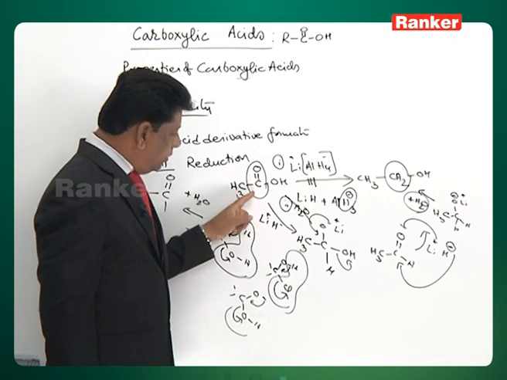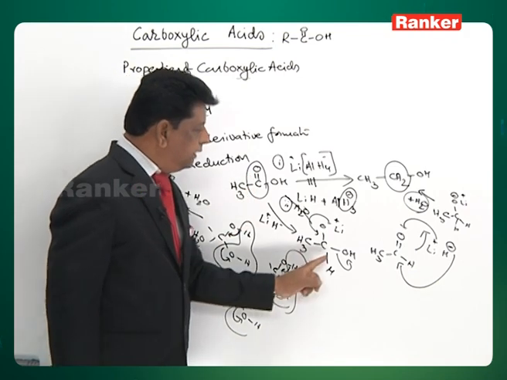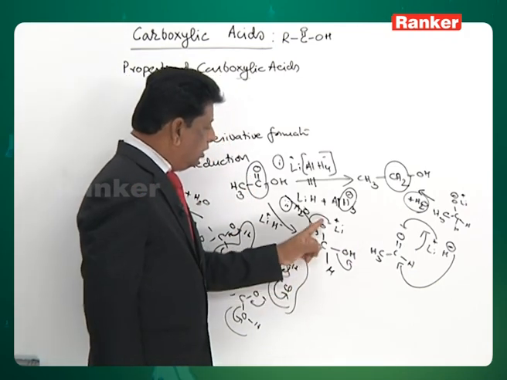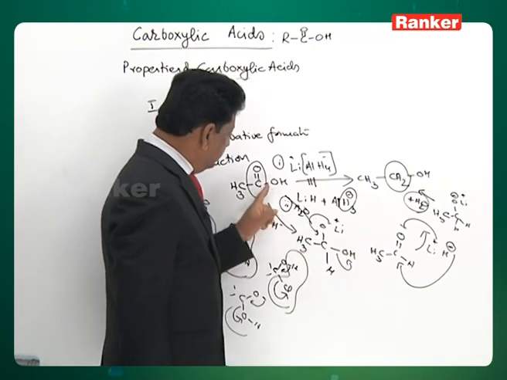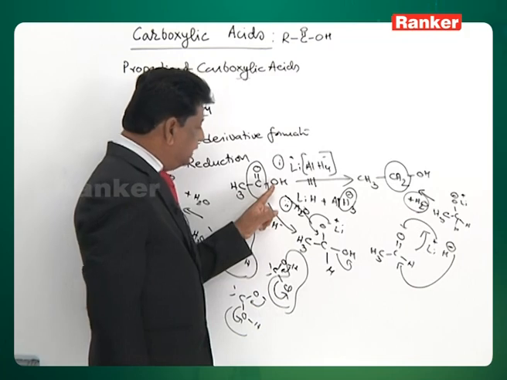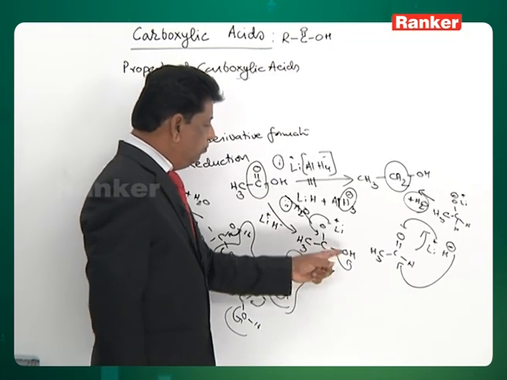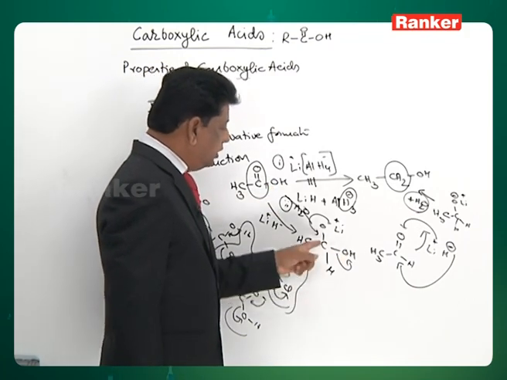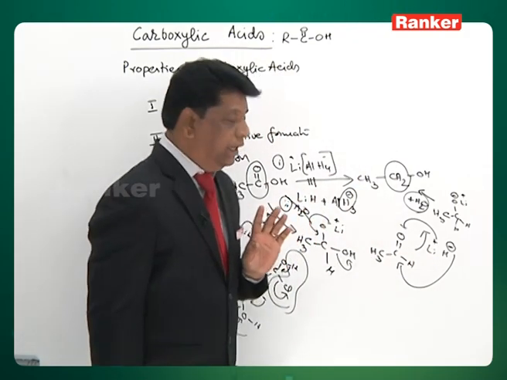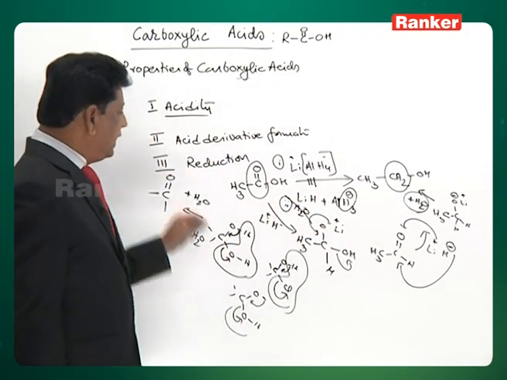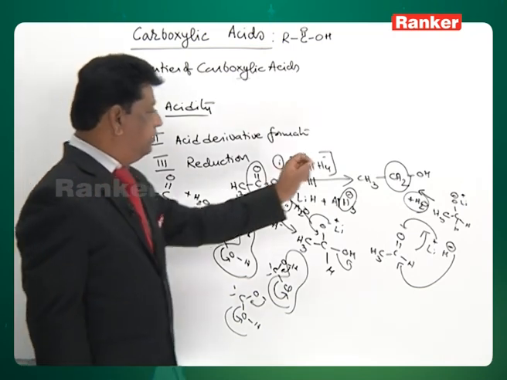The C double bond O is only undergoing partial reduction to become the alcohol type, and that eliminates water. This OH is not intact, this OH is going out. If it is really labeled, that goes out as water, isn't it? So, this OH goes, an aldehyde is formed, which undergoes further reduction to give the 1 degree alcohol. So, the carboxylic acid on reduction gives this reaction.